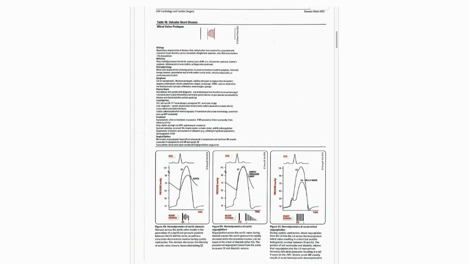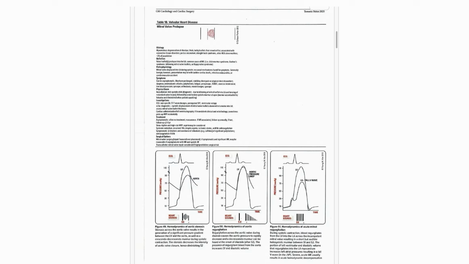Now we will discuss mitral valve prolapse, or MVP, one of the most common valvular abnormalities encountered in clinical practice. We'll cover its etiology, pathophysiology, clinical presentation, diagnosis, treatment, and finally review the hemodynamic figures at the bottom of the page illustrating aortic stenosis, aortic regurgitation, and acute mitral regurgitation.